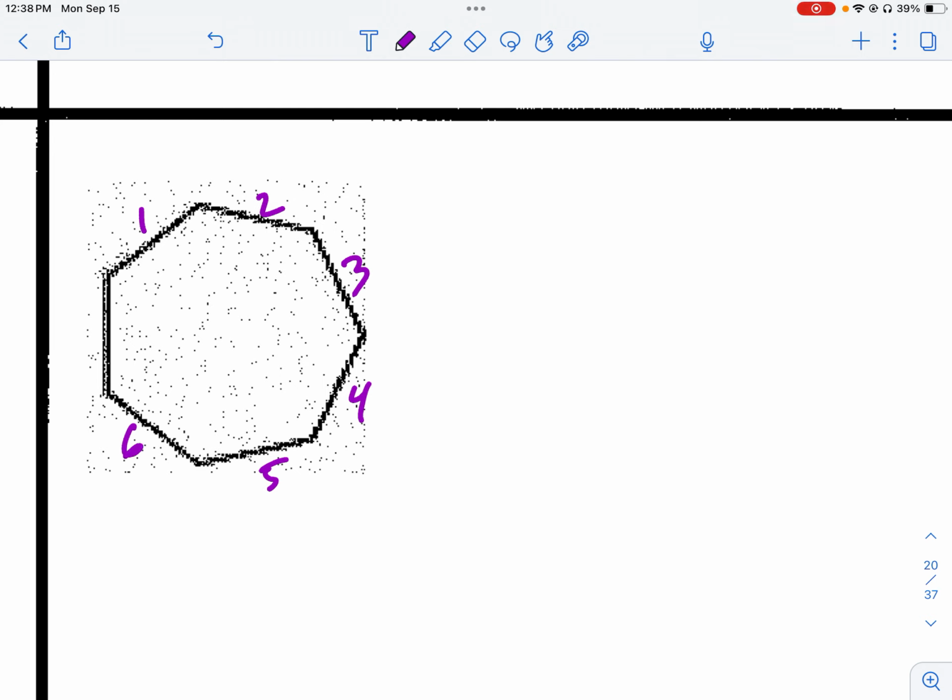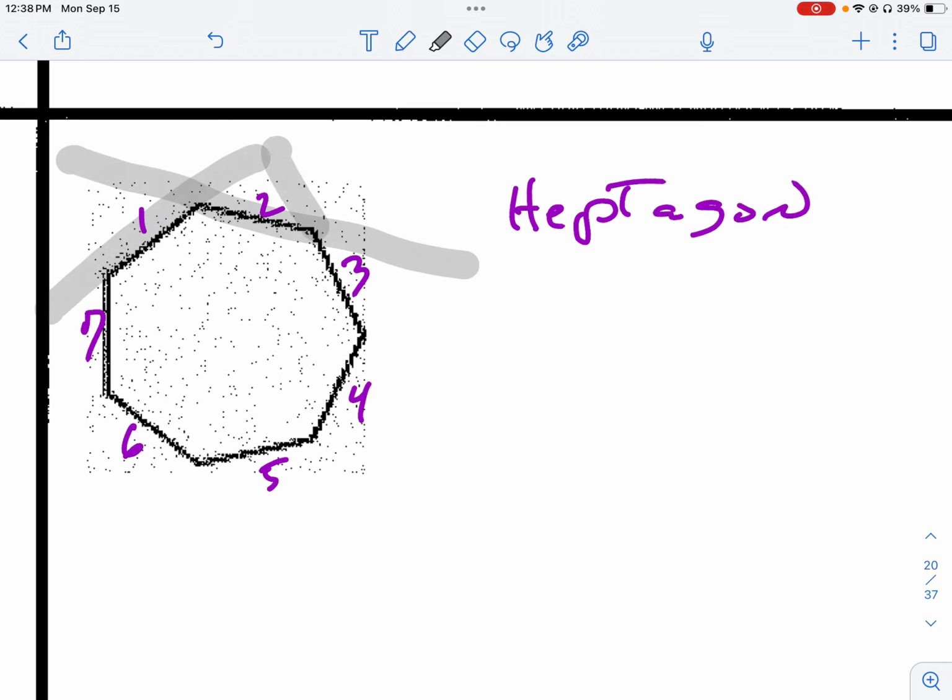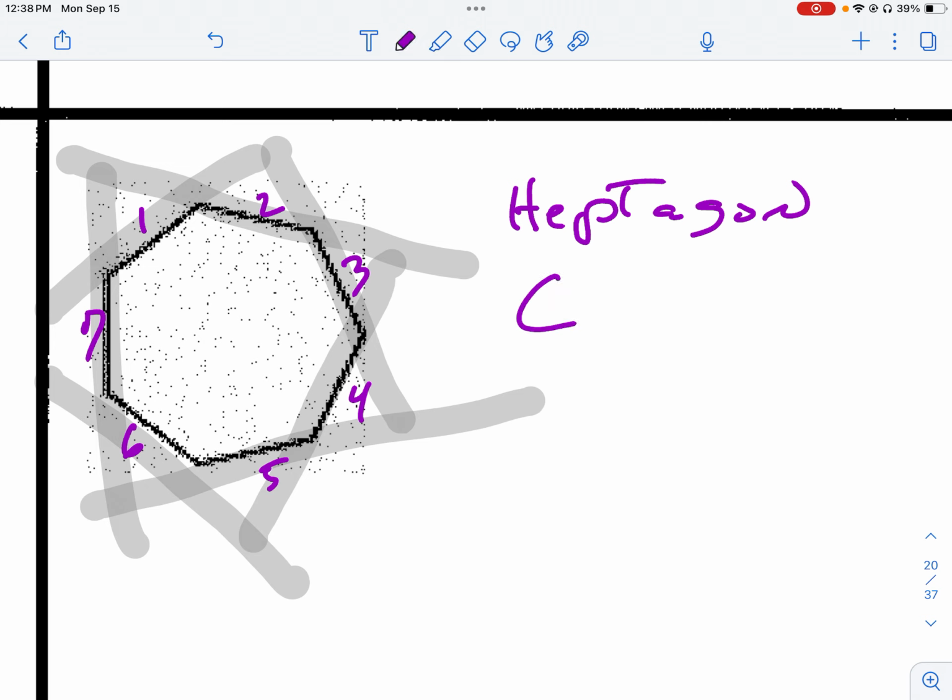4, 5, 6, 7, just keep counting, is a heptagon. Let's extend all our sides. Nothing goes inside, so therefore it is convex. So now that we're experts on polygons, we can get prepared for the next video.